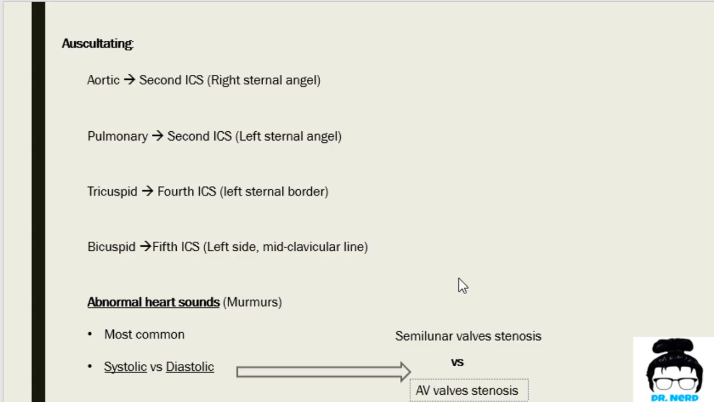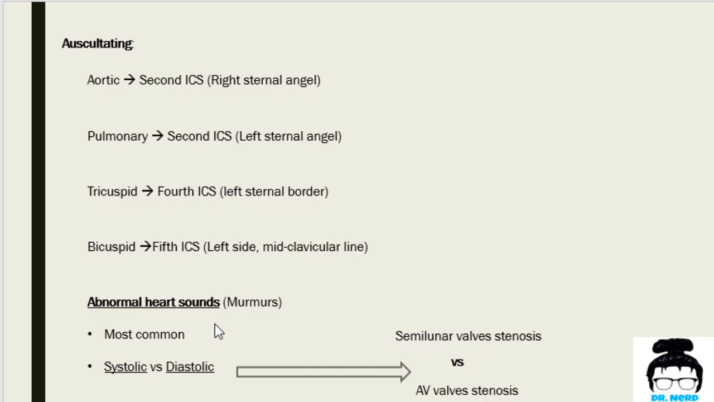Now a little bit about the auscultation. They will tell you that the best location to hear the aortic valve is the second intercostal space, right sternal angle. Pulmonary valve is best heard at the second intercostal space, left sternal angle. Tricuspid is best heard in the fourth intercostal space, left sternal border, and bicuspid in the fifth intercostal space, left midclavicular line. But what is more important than this is the murmurs or the abnormal heart sounds.